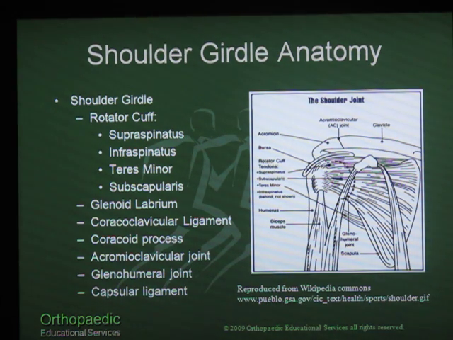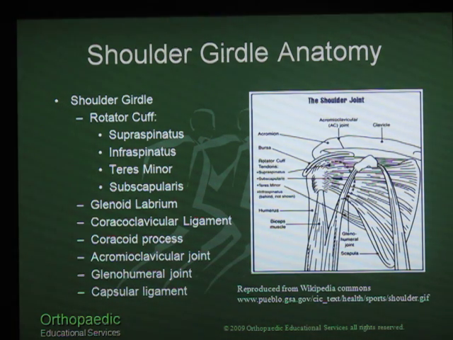The cartilaginous rim that deepens the glenoid is called the glenoid labrum. The ligamentous structures associated with the shoulder are the coracoclavicular ligament, the acromioclavicular ligament, and the glenohumeral joint capsular ligament.